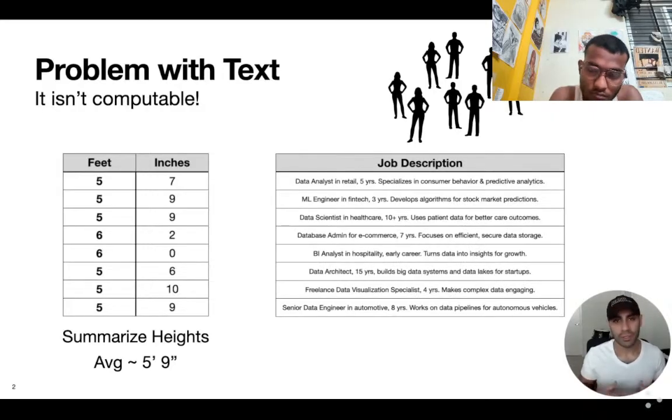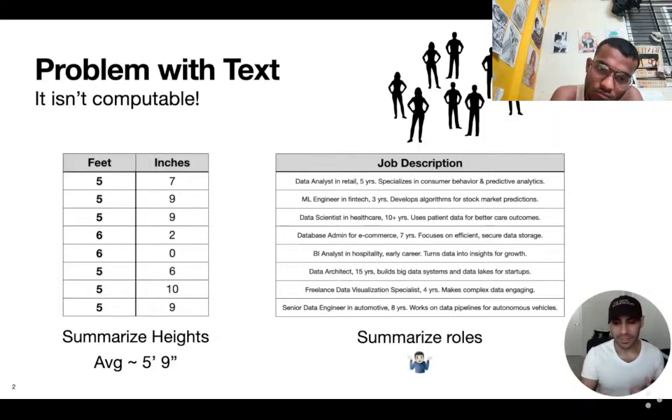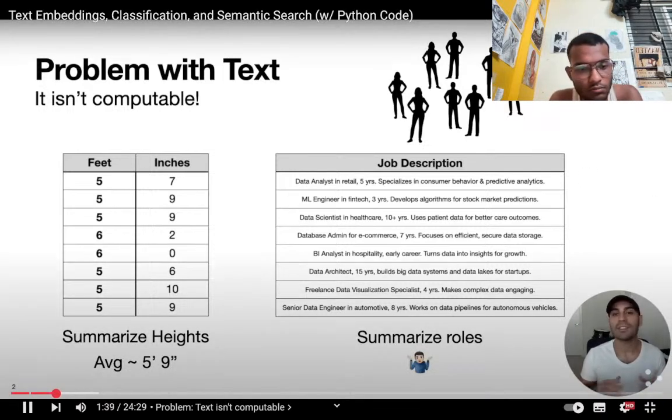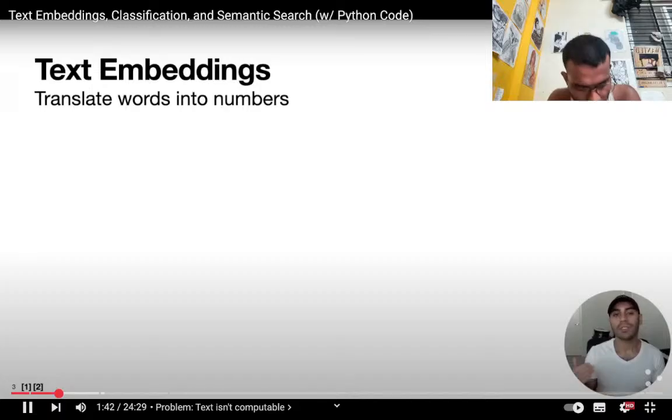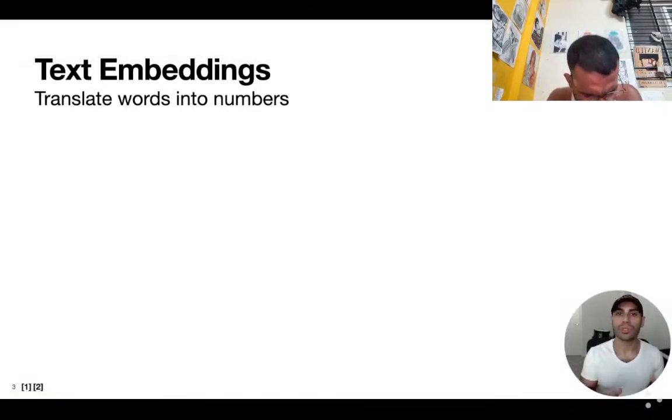However, if you have the job descriptions of everyone at this networking event, summarizing everyone's roles wouldn't be as straightforward because there's no Excel function or mathematical operator that allows you to put in text and generate a summary. And so this is where text embeddings come in. And put simply, text embeddings translate words into numbers.